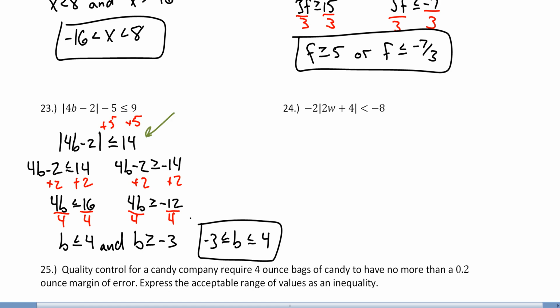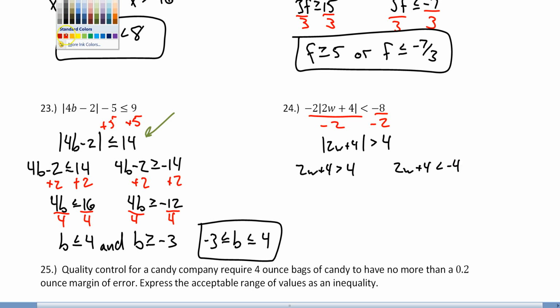Okay? On the next one, the absolute value is not by itself. I have to get it by itself, so I have to divide each side by that negative 2. And the thing that becomes a little bit tricky here is, again, I'm dividing by a negative, so once again I have to flip that inequality sign. So it's going to become a greater than, and this is going to be a 4. Now I can split this thing up. It's going to be 2w plus 4 is greater than 4, and then 2w plus 4 is less than negative 4. And now I solve each of these.